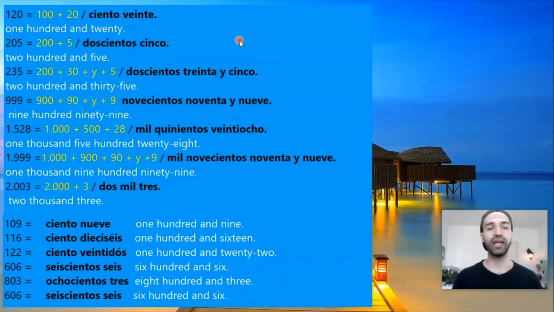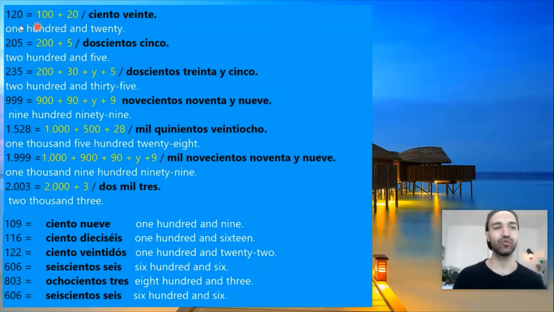As we already know, 100 means 100. But it's just when we want to say 100 alone, we say 100. But if you want to add a number to 100, then we must say 100 and we add directly the number. For example, 120. If I want to say just 100, I say 100. If I want to say 101, 102, 103, 120.